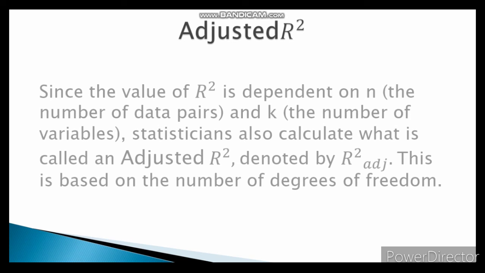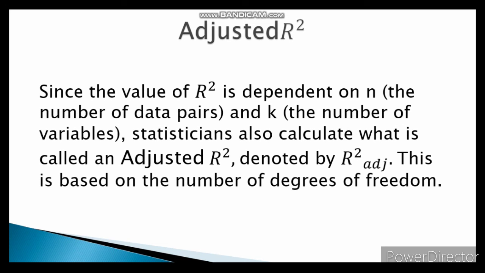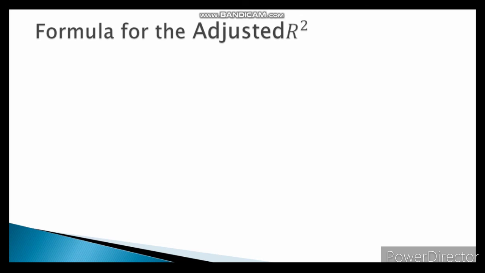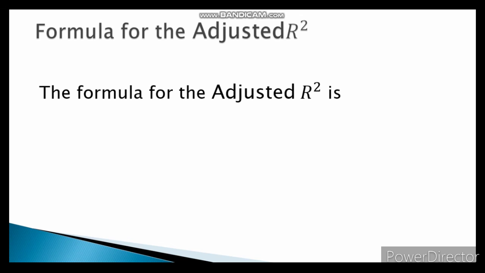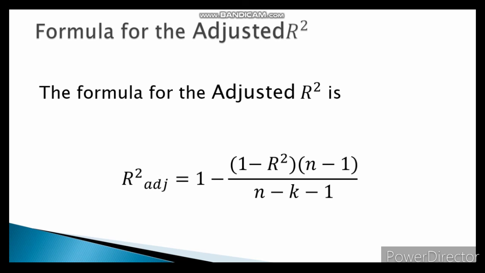Adjusted R square. Since the value of R square is dependent on the N and K, statisticians also calculate what is called an adjusted R square, denoted by adjusted R square. This is based on the number of degrees of freedom. Formula for adjusted R square. So, ito yung formula para sa ating adjusted R square.